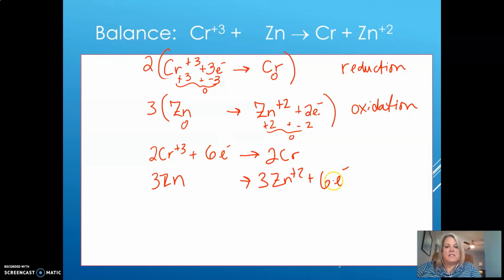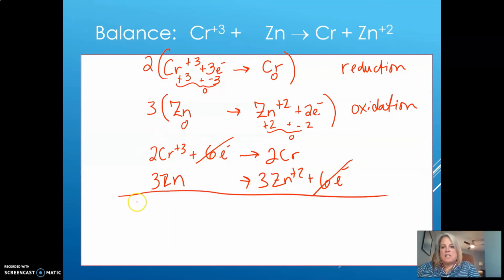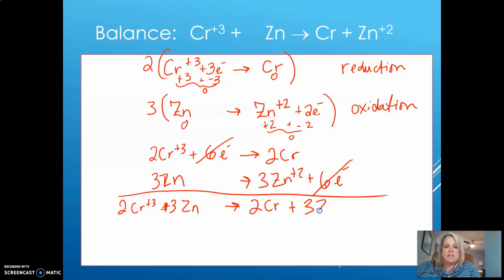All right, so now I have 6 electrons here, 6 electrons here, so we can put them all together. So the stuff on the left side goes together. So we're going to do 2Cr plus 3 plus 3 zinc. Now that's all there together. I go to the arrow, and we go 2Cr plus 3 Zn plus 2.